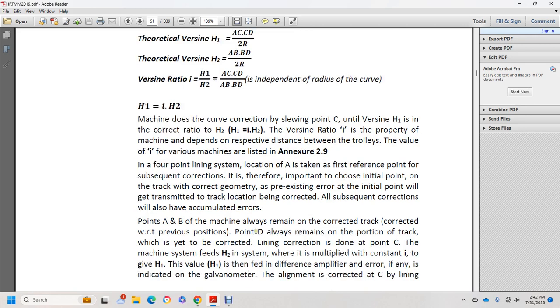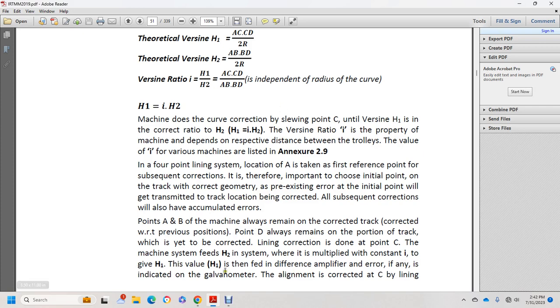Points A and B of the machine also remain on the corrected track, with respect to the previous position. Point D also remains on the portion of the track which is to be corrected, with the lining correction done by the point C. The machine system feeds H2 into the system, which multiplies it with a constant I to give H1. The value H1 is fed to the difference amplifier to detect error.